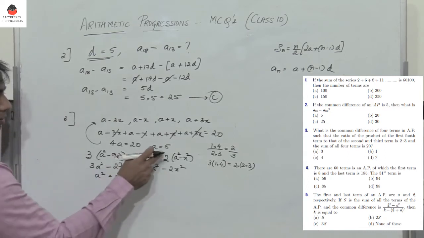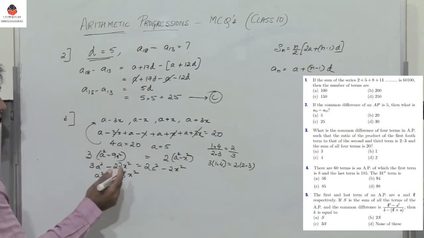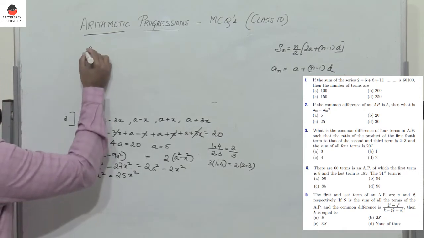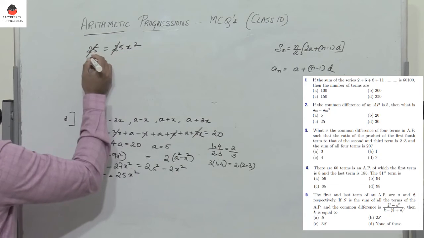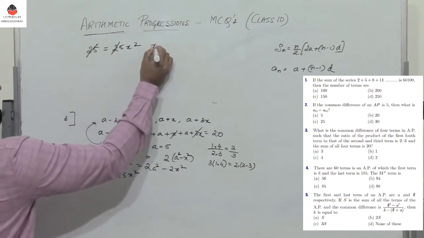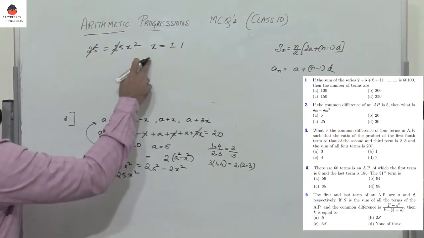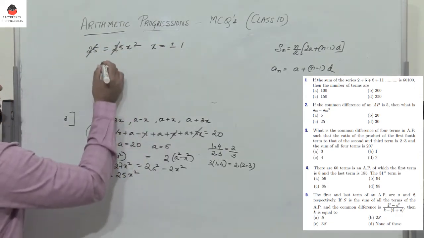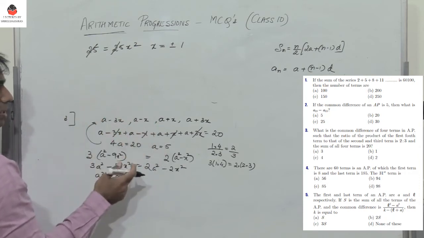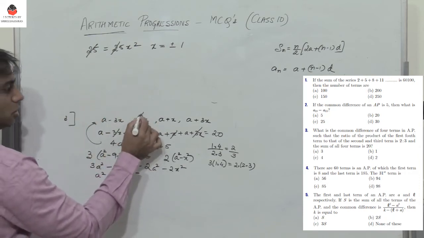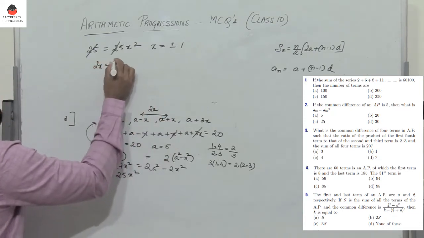Now we already know the value of a, which is 5. Right? So a square will be 25. So a square is 25 equals 25x square. So 25 gets cancelled. What is x? X is plus or minus 1. So now let me take x as the positive value. So therefore, what is the common difference? The common difference is 2x. So observe the common difference is 2x here. So therefore 2x is equal to 2.